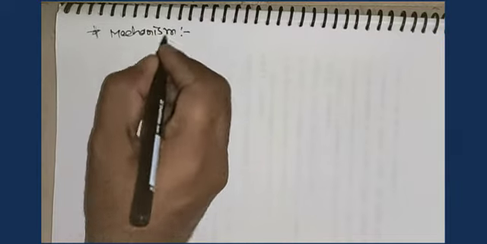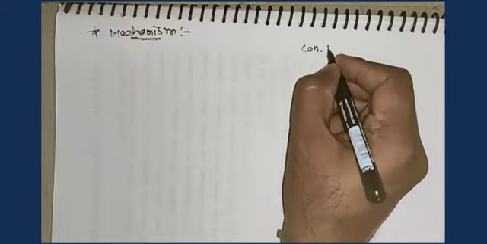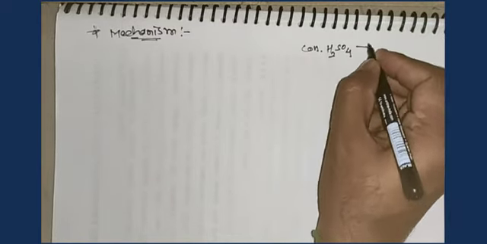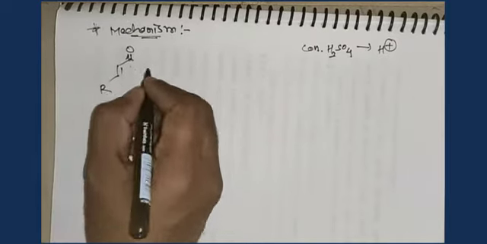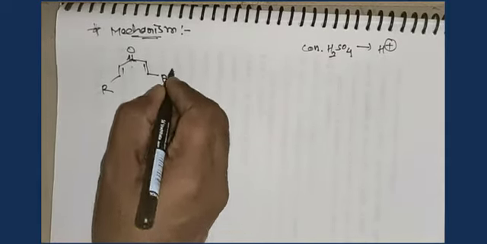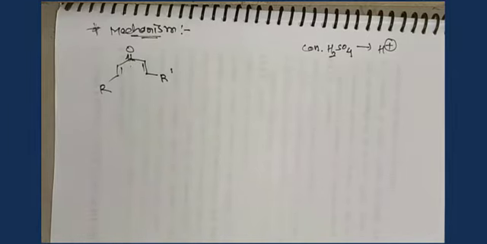Okay, now we are moving towards the mechanism part of the Nazarov cyclization reaction. Now we know that if we are adding concentrated sulfuric acid to any reaction, it always donates H plus, right? So your starting material is divinyl ketone. Suppose here is the R dash. So this is divinyl ketone.